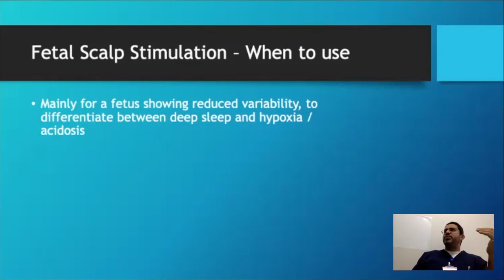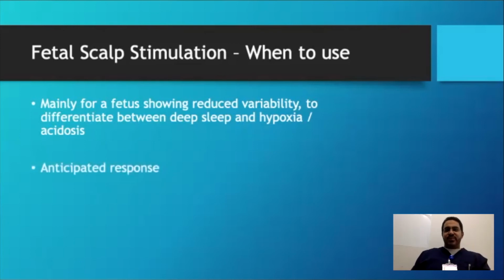Stimulating that baby at a high baseline, even if it does respond and wake up, that baby's not happy. Something is still making this baby tachycardic. This used to be an okay thing when we used to say there's uncomplicated tachycardia. There is nothing uncomplicated about tachycardia. So high baseline doesn't need scalp stimulation. It's the normal or slightly lower baseline with reduced variability that you can employ scalp stimulation. Does that make sense?